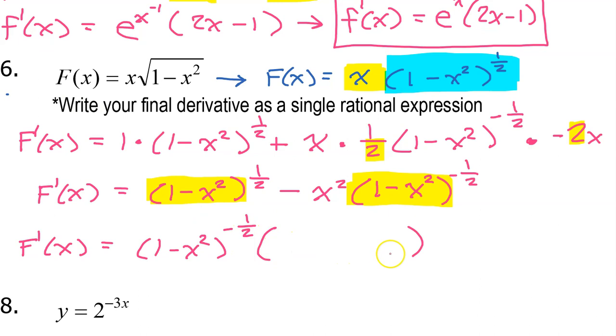To figure out what is left inside the parentheses, I need to divide each term by 1 minus x squared to the negative 1/2 power. When you divide with an expression that has an exponent, you subtract the exponent. So I need to subtract negative 1/2 power in order to divide here. But minus a negative is addition. So even though I'm dividing, it's going to end up being 1/2 plus 1/2. And a half plus a half is a whole.